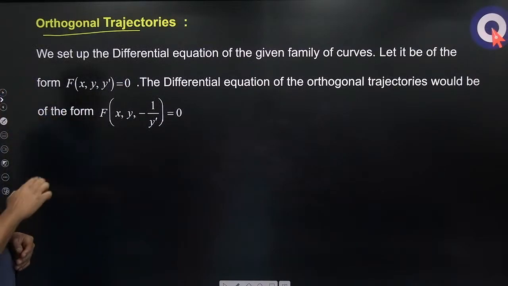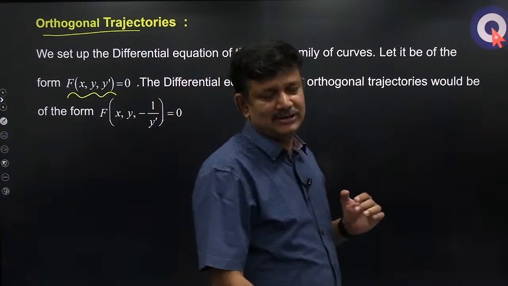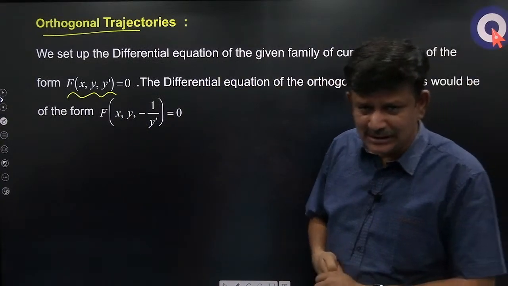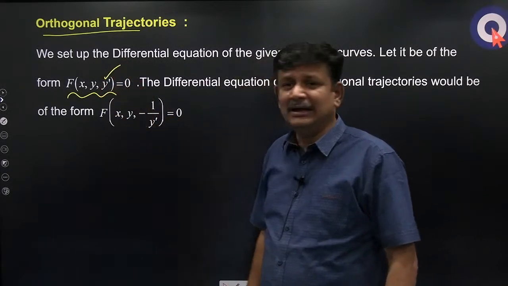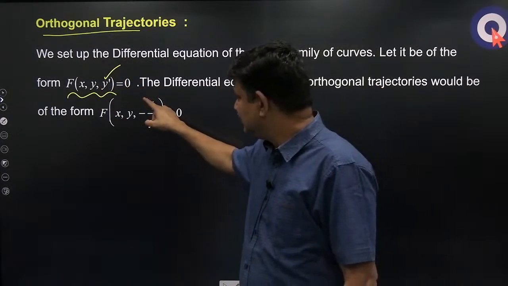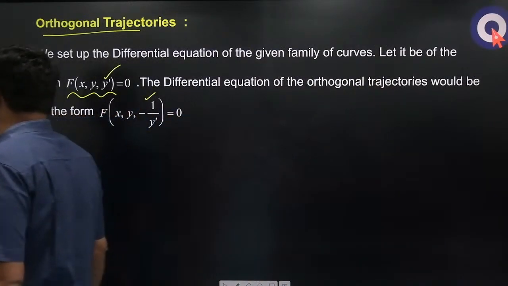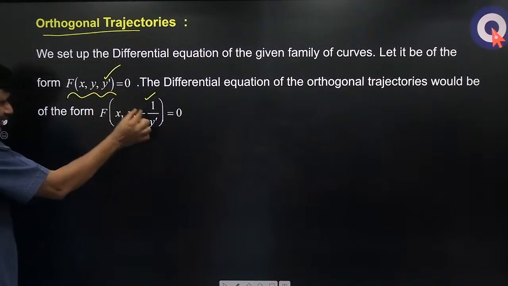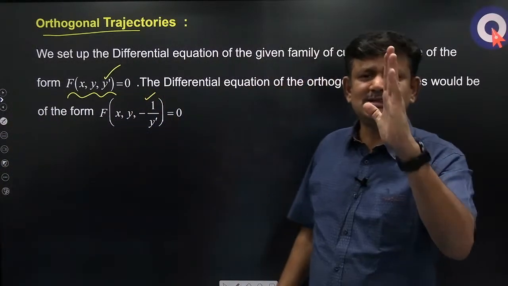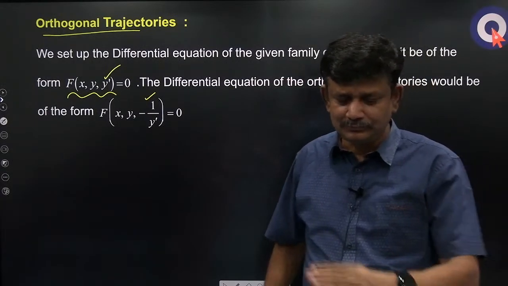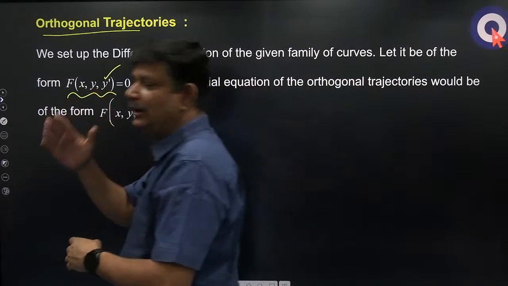So to find the orthogonal trajectory of a curve, find its differential equation, and in place of dy by dx, replace it by minus dx by dy. What is the significance of dy by dx and minus dx by dy? If dy by dx is the slope of the tangent, minus dx by dy will be the slope of the normal, or a perpendicular line to it.